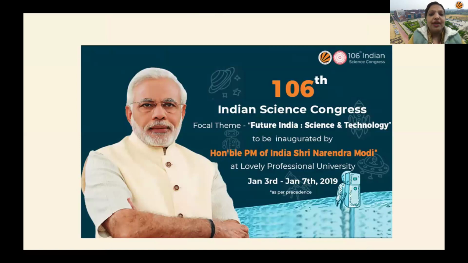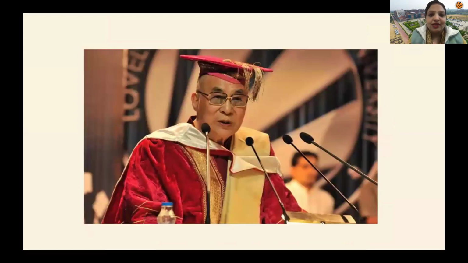Now going ahead with the other exposure which our students get. The university proudly hosted the 106th Indian Science Congress, which was inaugurated by our Prime Minister Shri Narendra Modi ji, where he renamed the slogan Jai Jawan, Jai Kisan, Jai Vigyan, as Jai Anusandhan. So prioritizing the research which is inculcated into the university. You can have a glimpse.